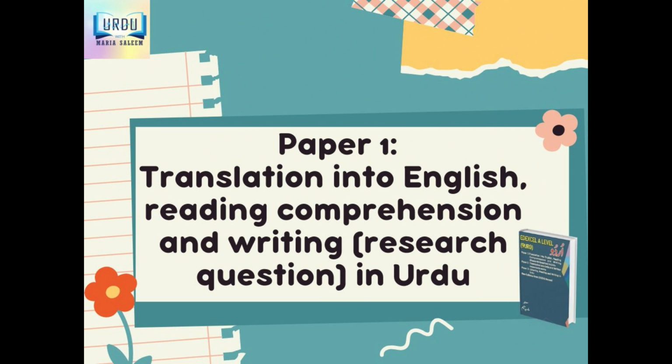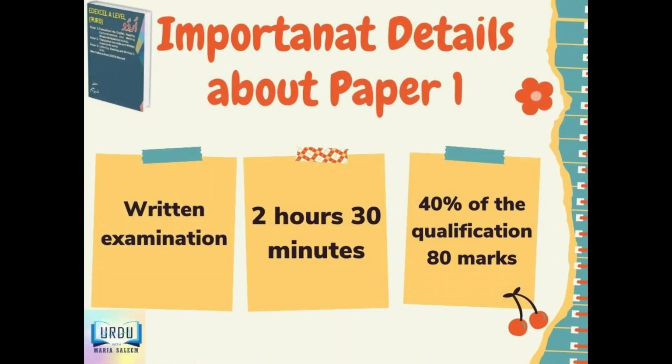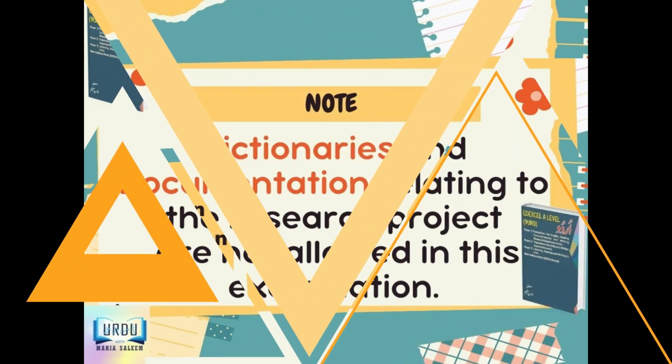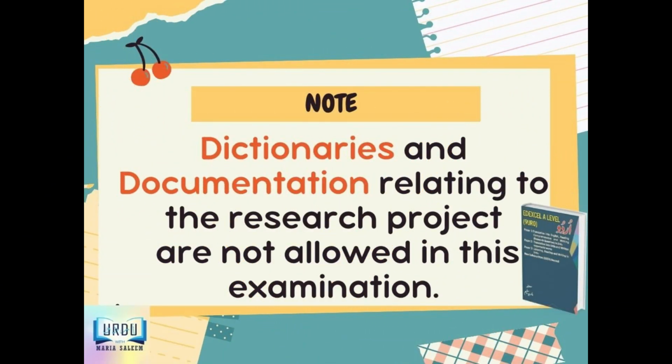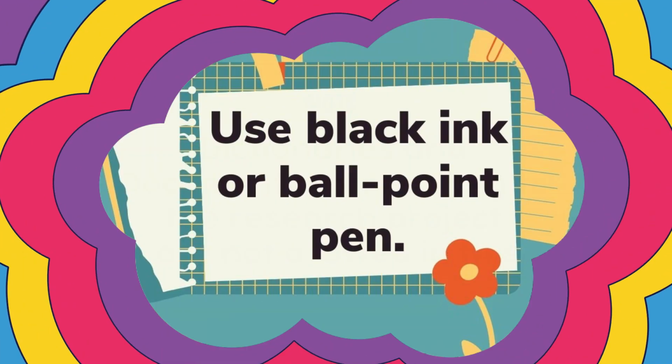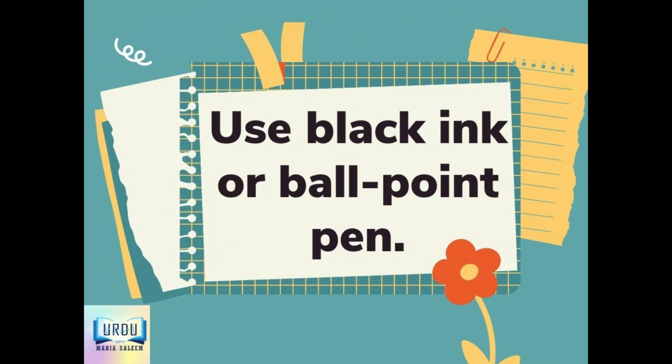This video is about Edexcel A-Level Paper 1, Translation into English, Reading Comprehension and Writing Research Question in Urdu. Let me tell you that this is a written examination, 2 hours 30 minutes long, contributing 40% of the qualification and in total 80 marks. Dictionaries and documentation relating to the research project are not allowed in this examination. To solve the paper, please use black ink or ballpoint pen.